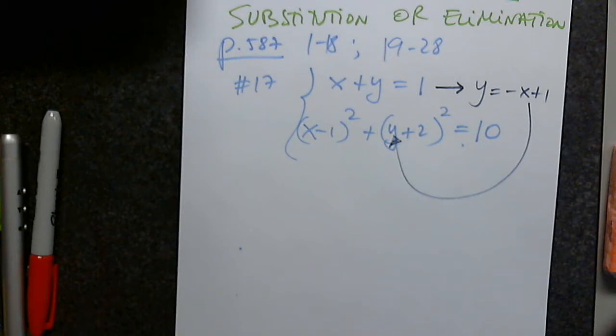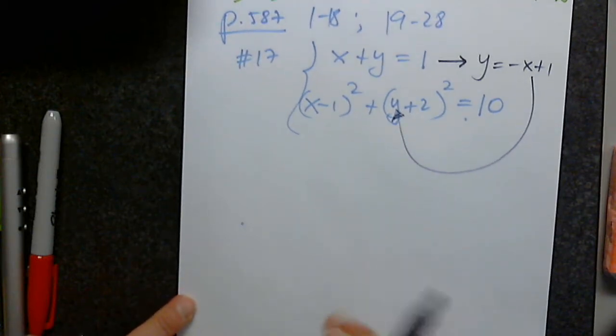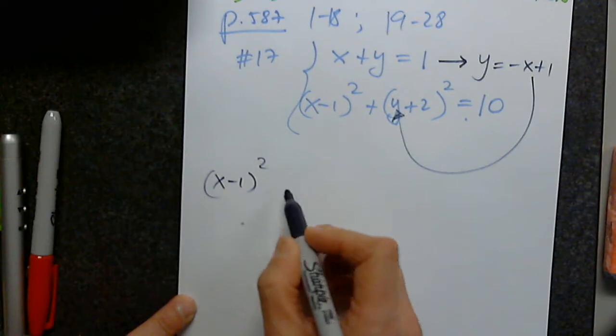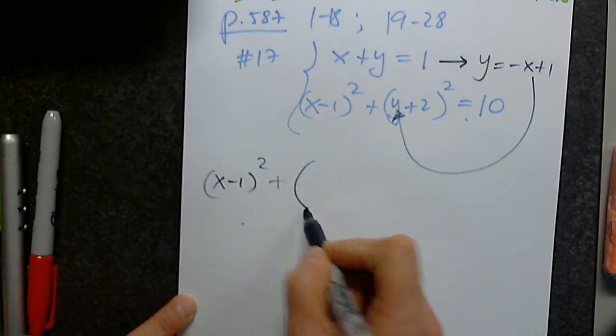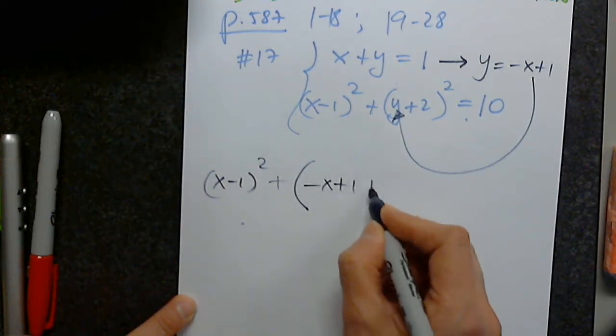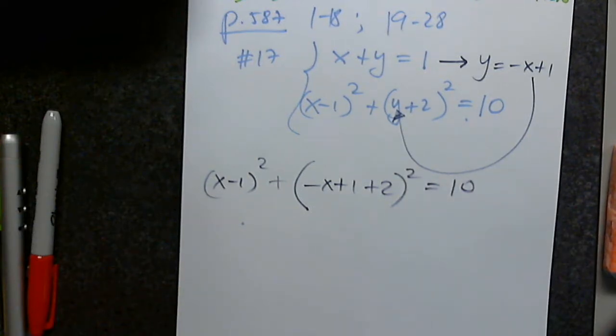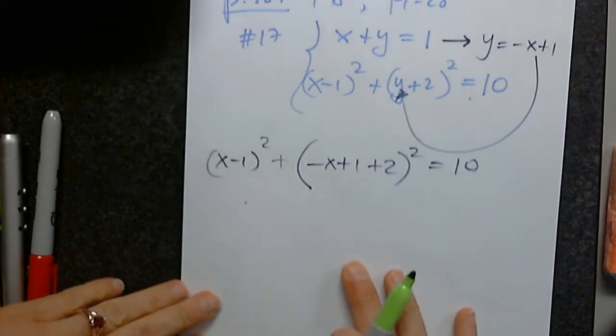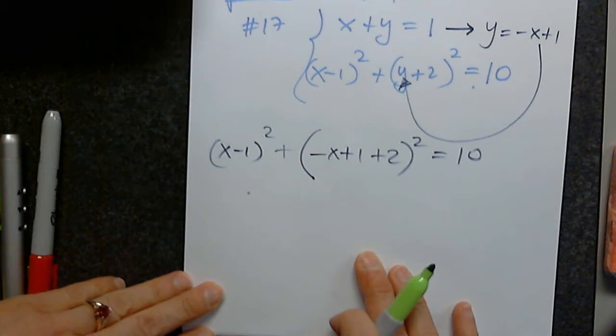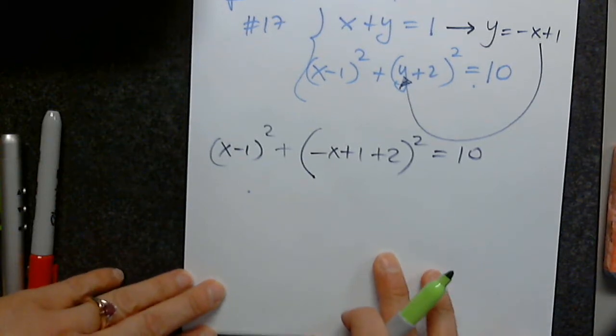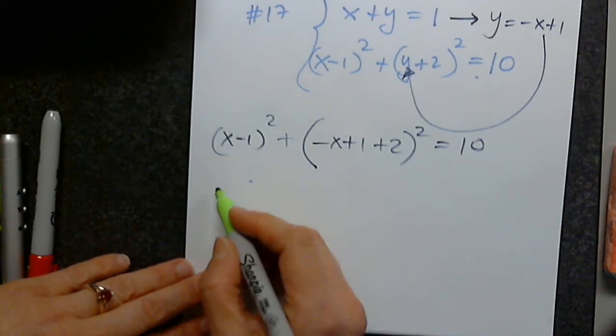So can anyone dictate the second equation, please? X minus 1 squared, plus negative x plus 1 plus 2, squared. Very good. Although this does not make it a simple equation, at least it only has one variable. So x minus 1 squared, how many terms will you give me, please? Don't torture me. 3. Good.